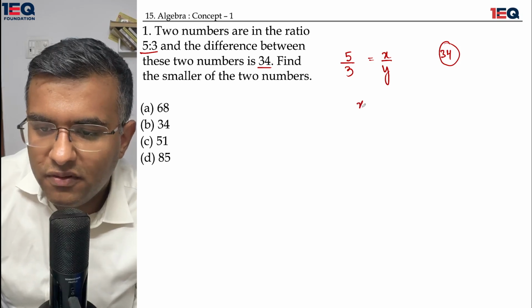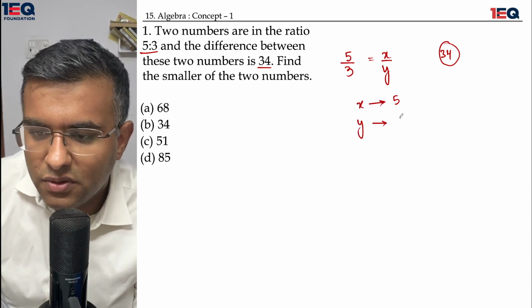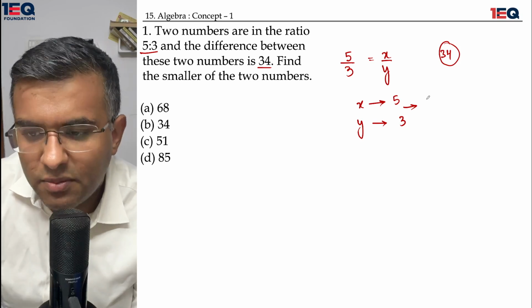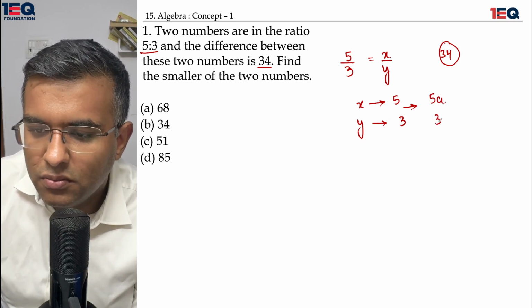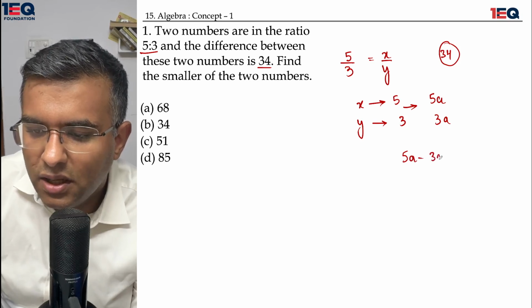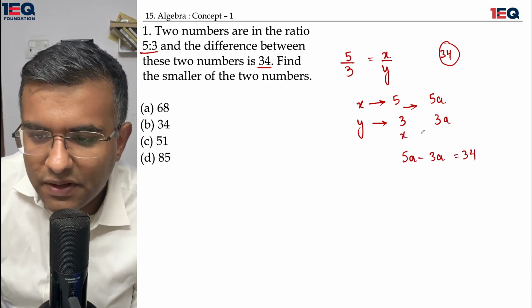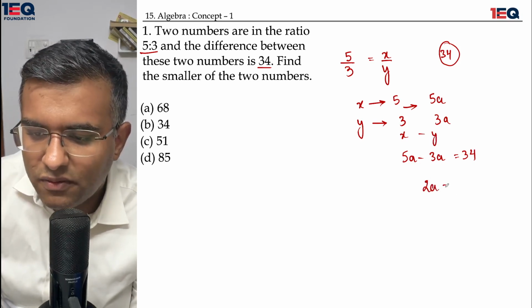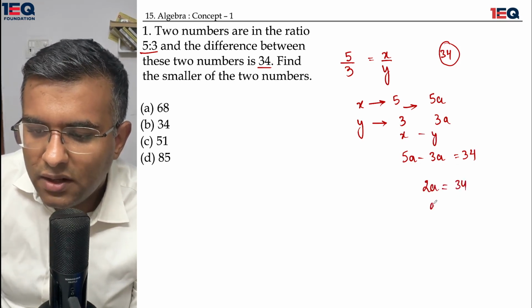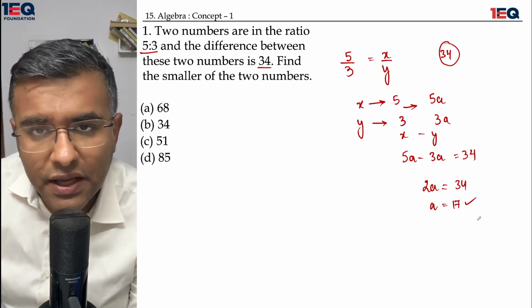If the value of x is related to 5 in such a manner that the value of y is related to 3, that means if I introduce a variable between them, I can say that x is equal to 5a and y is equal to 3a. The gap between 5a minus 3a is equal to 34, which is also the gap between x minus y. This means the value of 2a is equal to 34 and the value of a is equal to 17.